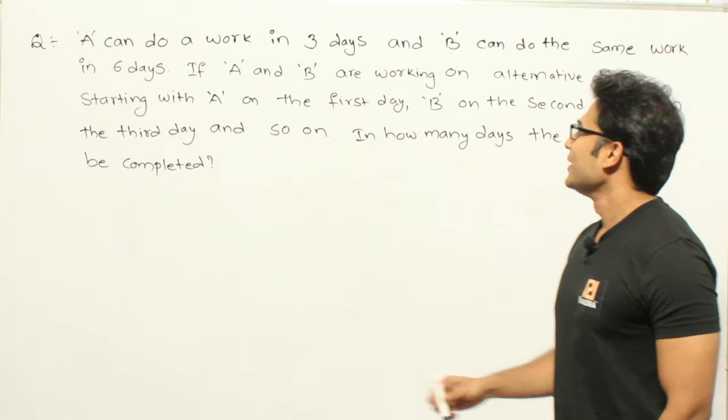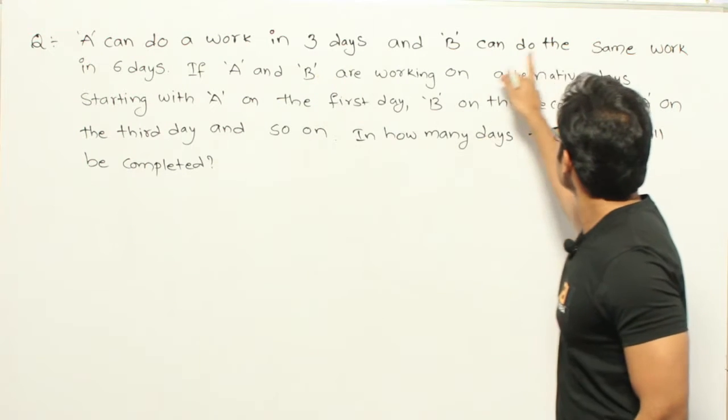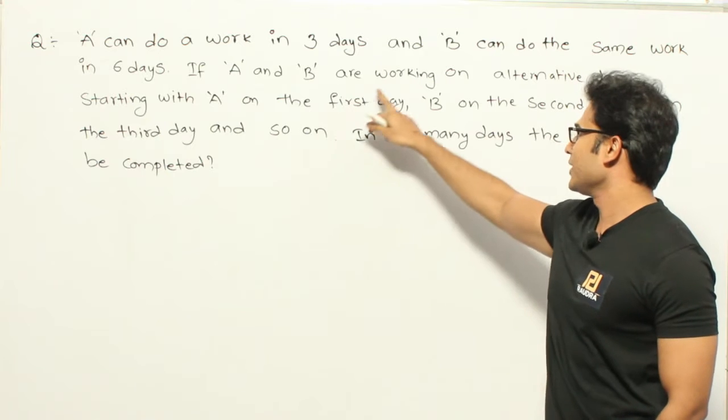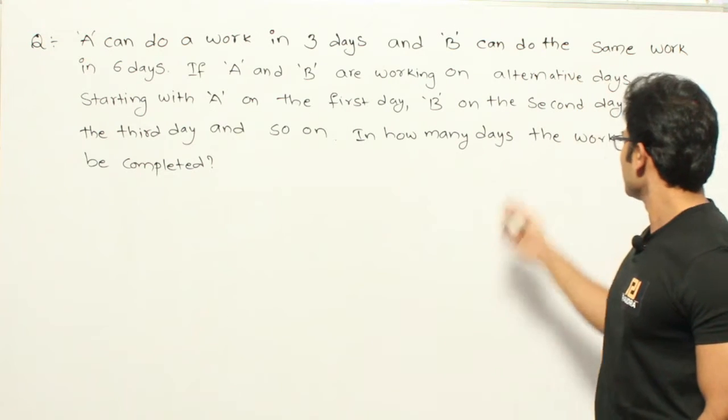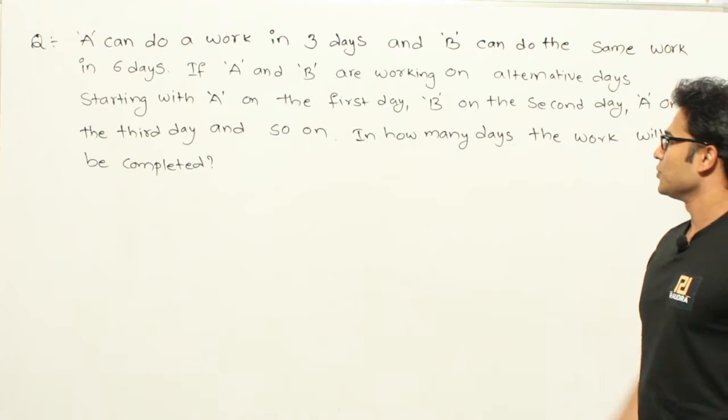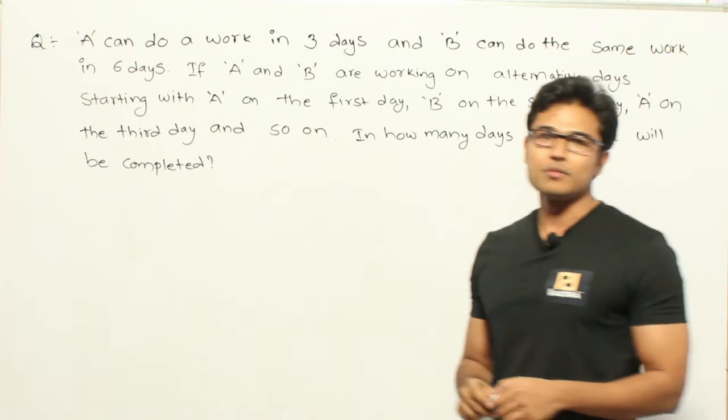Let's see this question. A can do a work in 3 days and B can do the same work in 6 days. If A and B are working on alternate days, starting with A on first day, B on second day, A on third day and so on, in how many days the work can be completed?